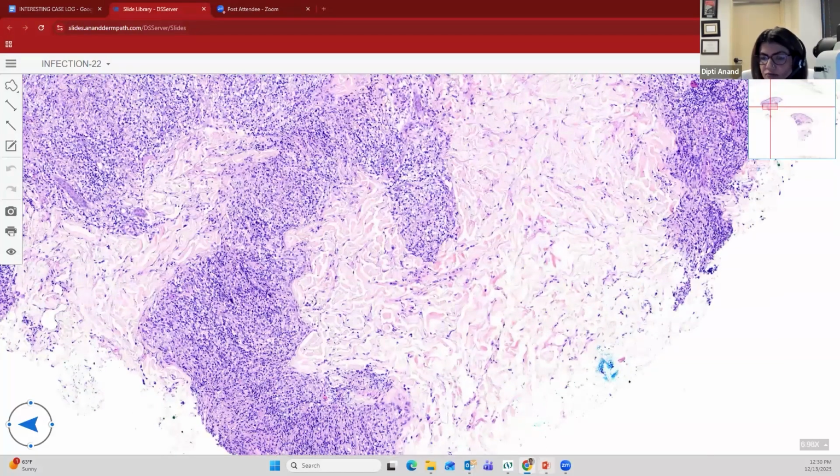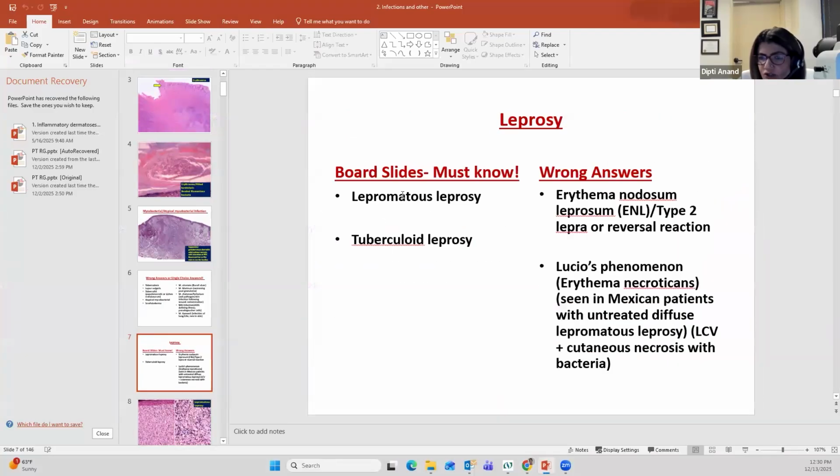So these are your must-know slides, lepromatous and tuberculoid leprosy. Things like erythema nodosum leprosum and Lucio phenomenon are reactions that will occur. Lucio phenomenon is essentially LCV, so it looks indistinguishable from your classic leukocytoclastic vasculitis. So these entities are most likely wrong answers. Unless they are giving you a specific clue, you will not be tested. They are spectacular case reports to write about, but they are most often distractors on your boards. But these are an absolute must know.